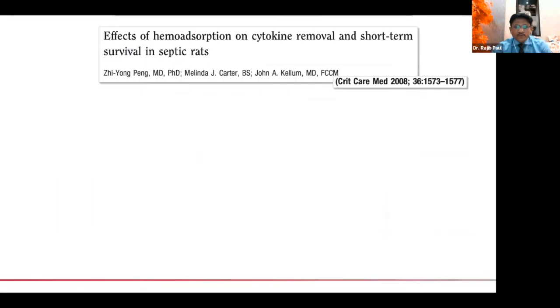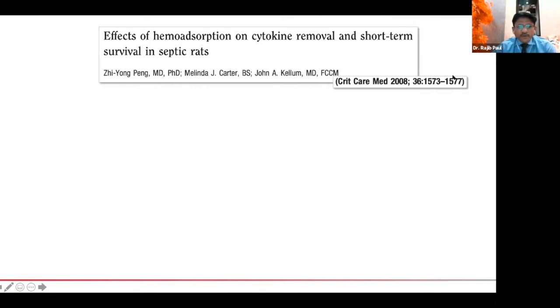So regarding the concept of cytokine-induced damage, whether cytokines are really involved in septic shock pathology, and whether cytokines are removed by Cytosorb: the first animal model studies were published in Critical Medicine in 2008.